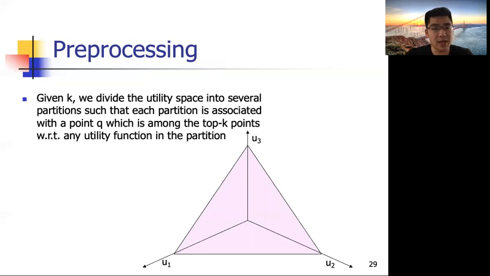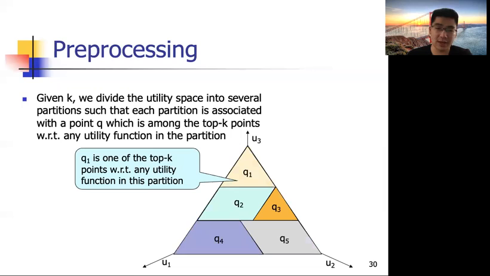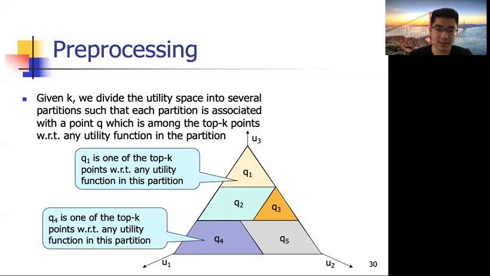Given the parameter k, we can divide the utility space into several partitions, such that each partition is associated with a point, which is among the top k points with respect to any utility function in the partition. For example, for this utility space, we can divide it into 5 partitions. And for example, this yellow partition, Q1 is one of the top k points with respect to any utility function in this partition. And Q4 is one of the top k points with respect to any utility function in this purple partition.